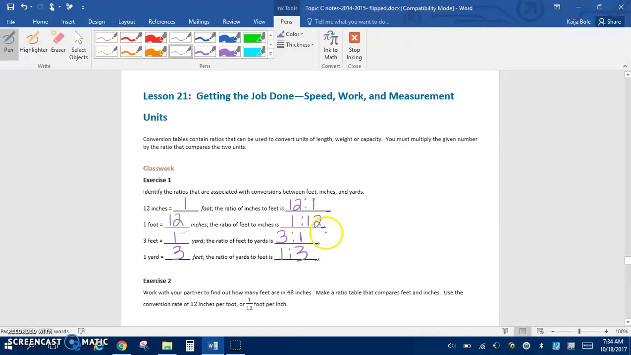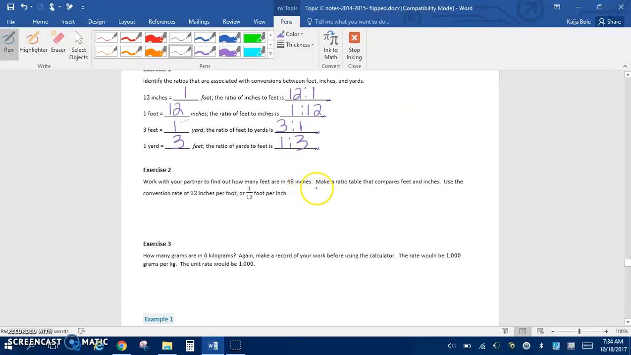Okay, so in exercise 2, all we're going to do is work on some unit conversions. We're going to ignore the first part, it says work with your partner, but we're trying to figure out how many feet are in 48 inches. So we are going to use the standard algorithm here, and we are comparing feet to inches. Alright, and remember they told us that there's 12 inches in 1 foot, or 1 over 12 foot per inch.